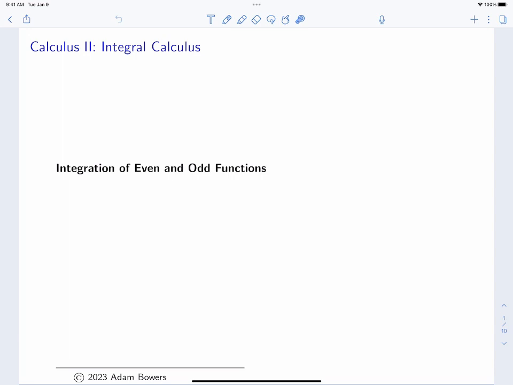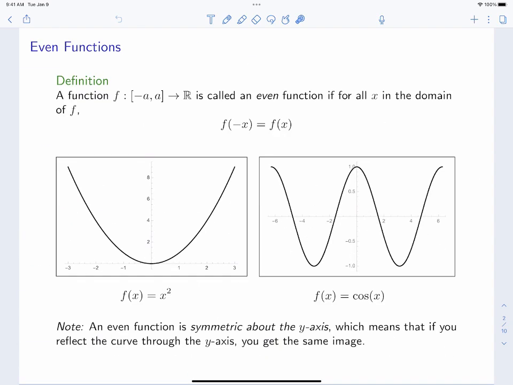In this video, we'll talk a little bit about integration of even and odd functions. Let's start by looking at the definitions. We'll start with an even function. A function f from some domain from -a to a into R is called an even function if for all x in the domain of f, f at negative x is equal to f at x. Classic examples of even functions are f at x equals x squared and f at x equals cosine of x.